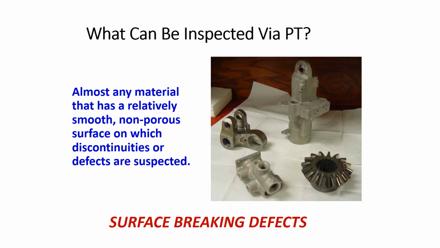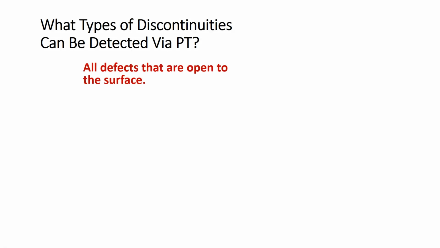Now this line is very important. Surface breaking defects means the defects which are open to the surface, or you can say surface defects. And penetrant testing is widely used in the aerospace industry for manufacturing and overall inspection, both in visible penetrant testing and fluorescent penetrant testing. The next slide.